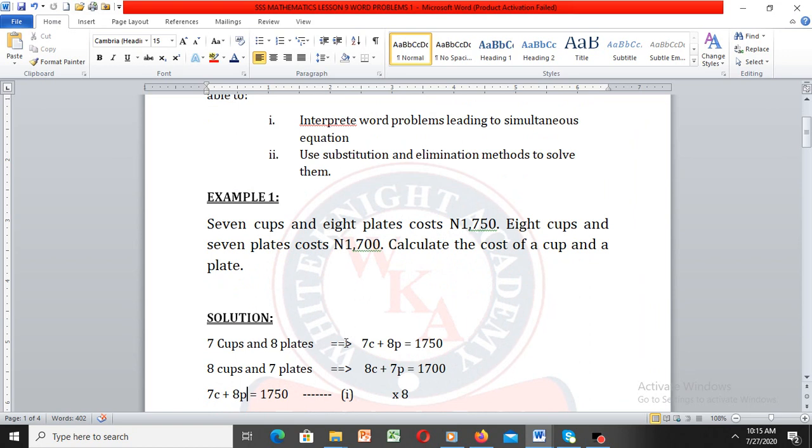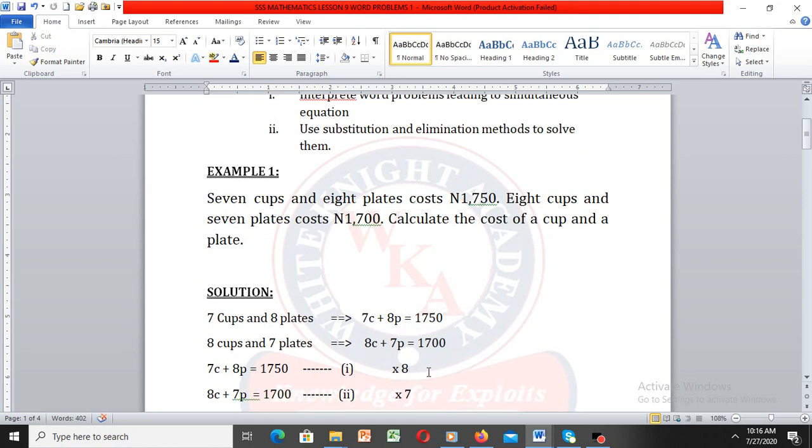So 7 cups and 8 plates can be written as 7C plus 8P. Then the cost of everything is 1,750. Then 8 cups and 7 plates will be written mathematically as 8C plus 7P, and everything will be equal to 1,700. Okay, so we have our equations already. We have a simultaneous equation already.